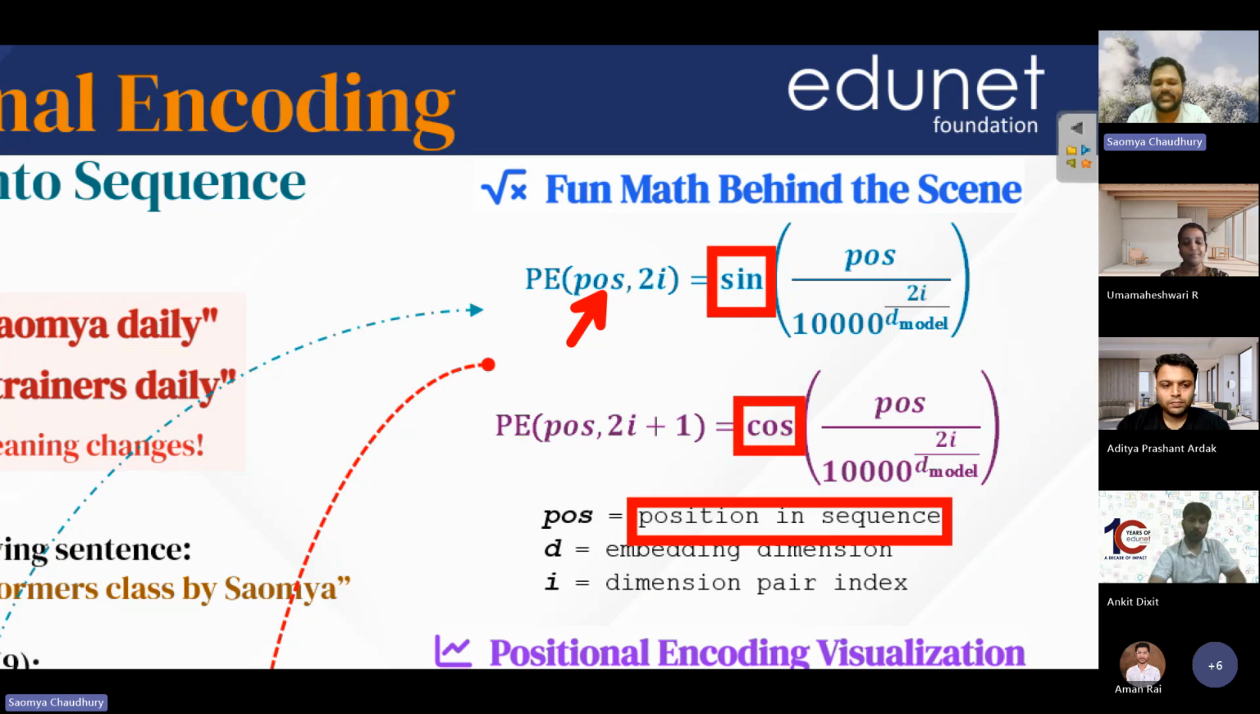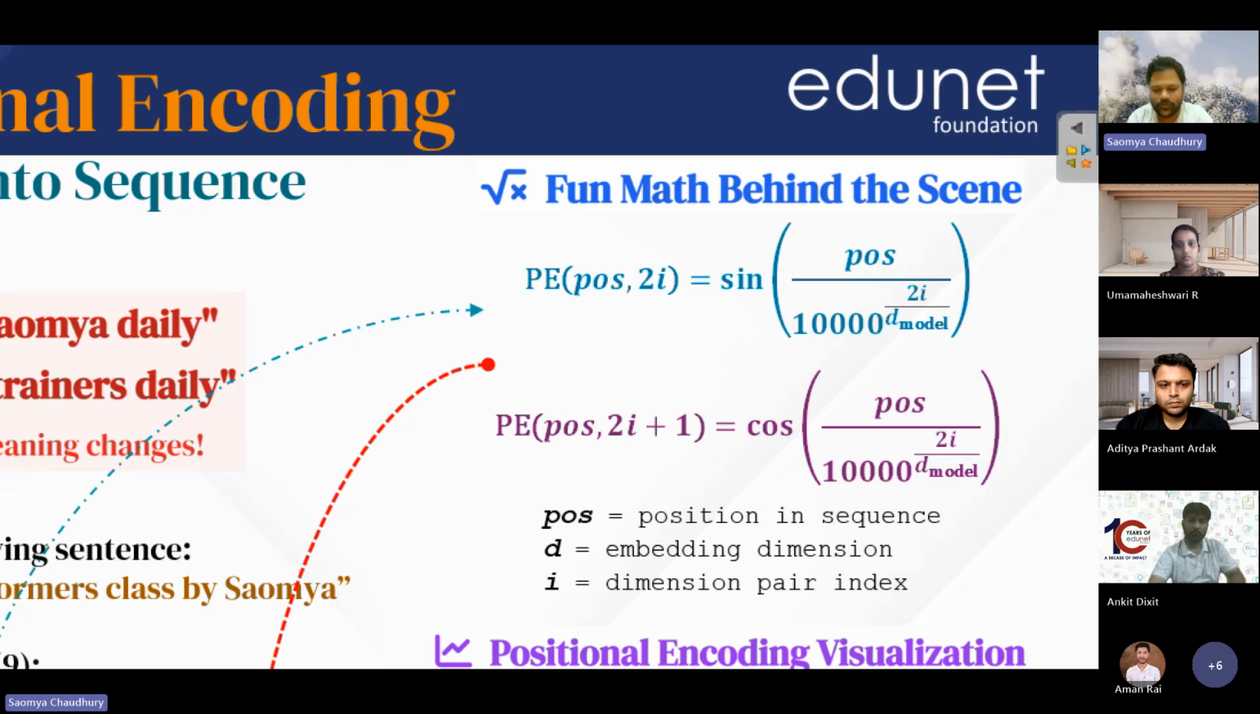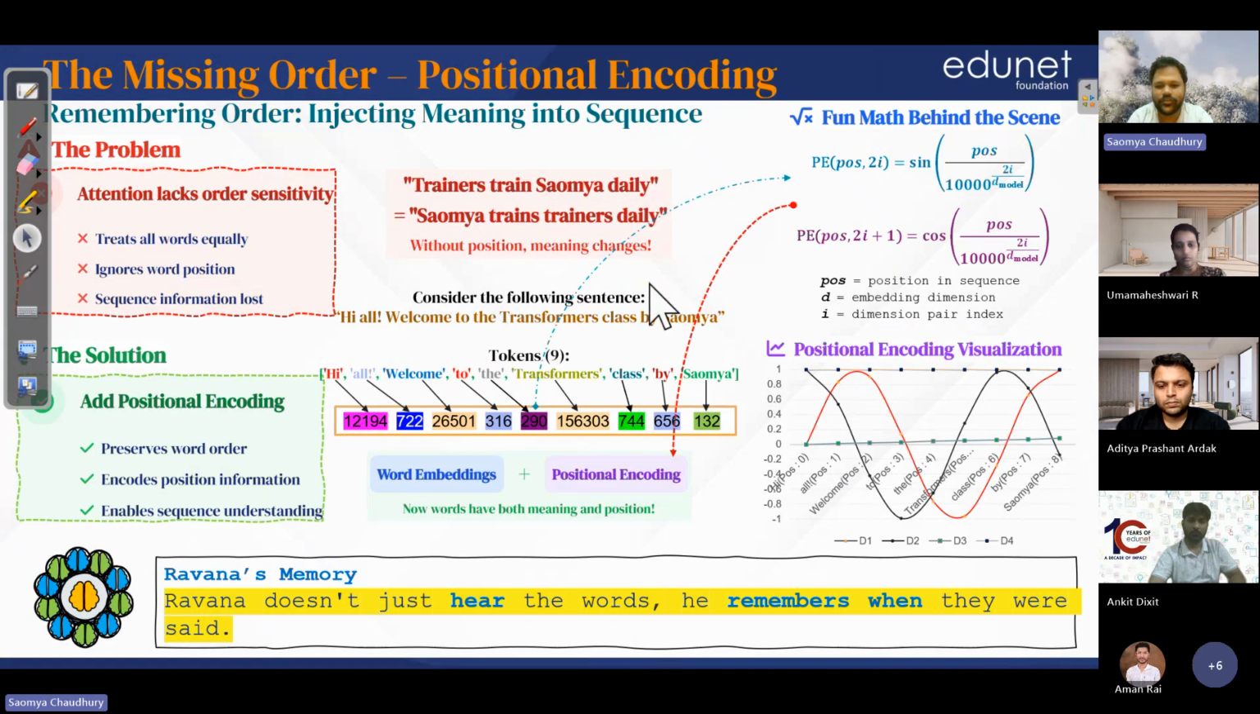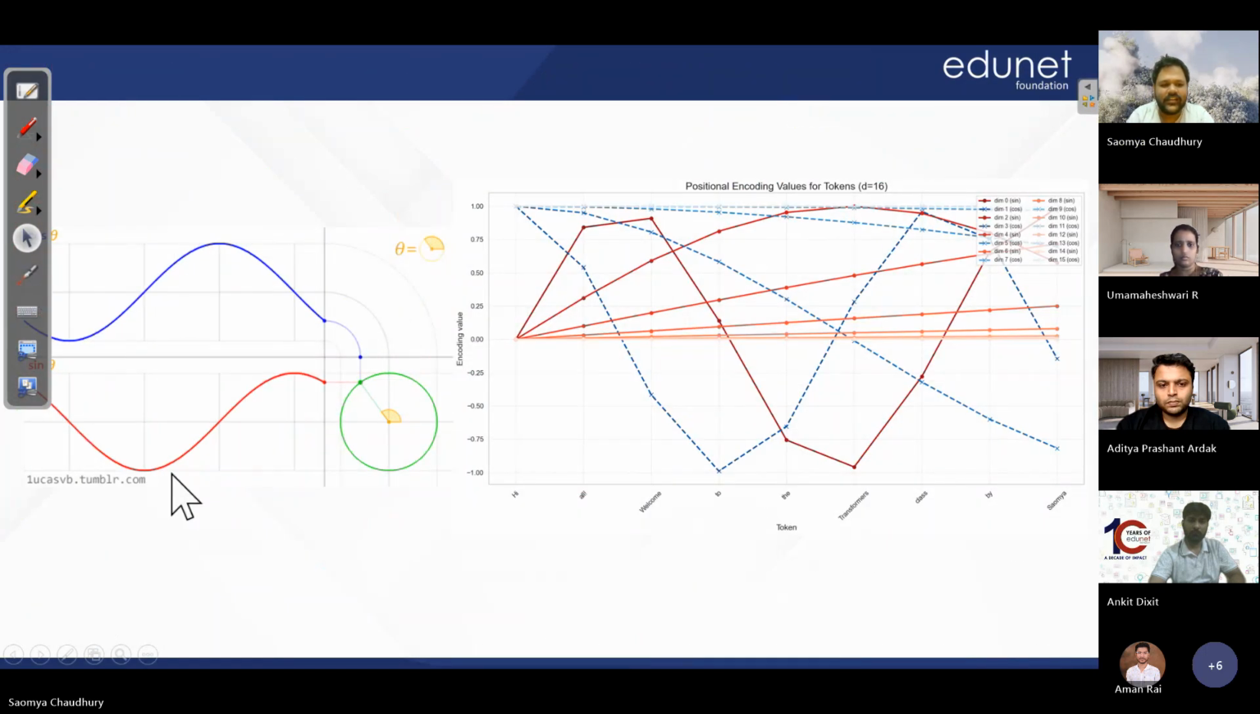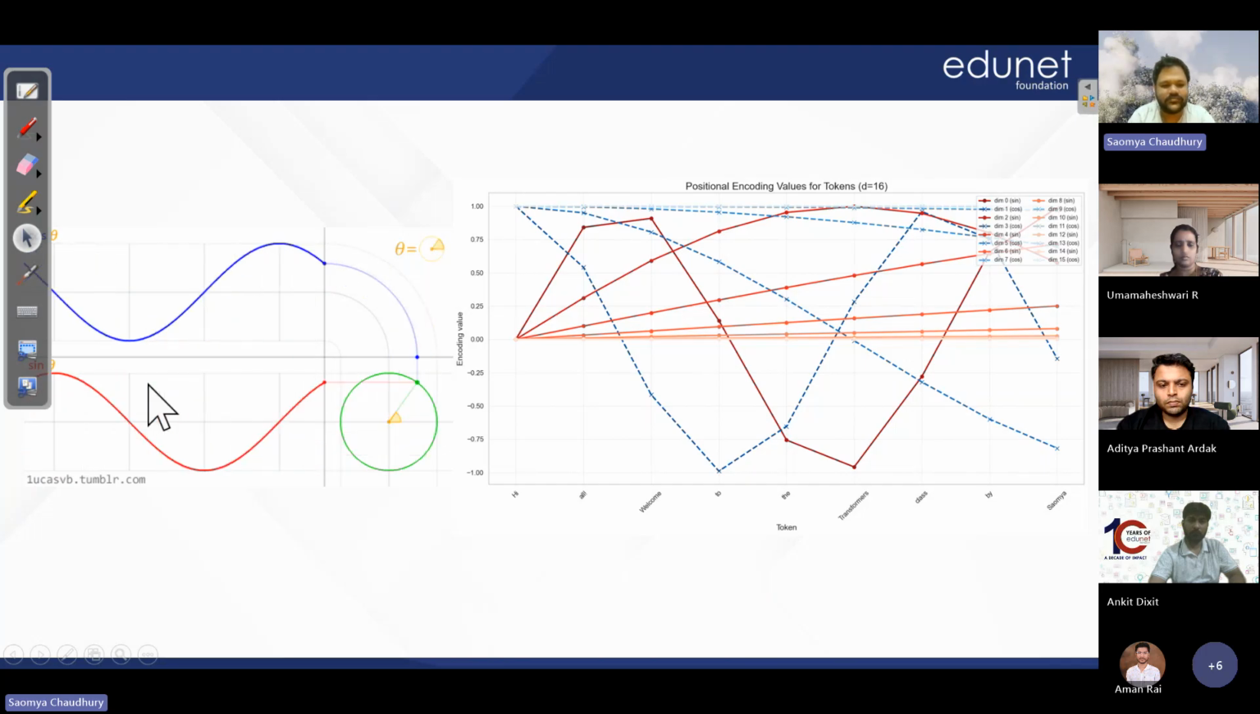So in this context, you will understand why sine and cos is being used. Let me go to the next slide to show it to you. Do you see this left representation, everyone?